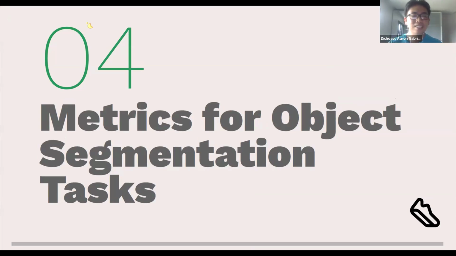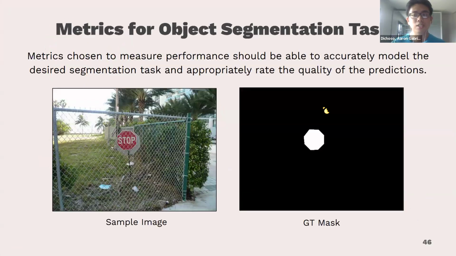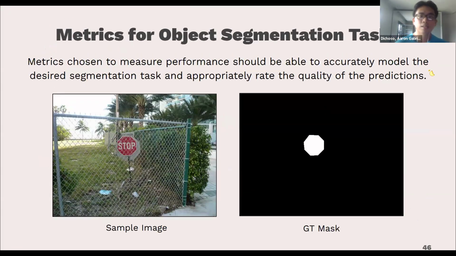And now that we've talked about the different neural networks, these foundational networks, we're going to talk about how to judge their performance. So now we're going to move on to the metrics being used in object segmentation. So how do you choose a metric for object segmentation?